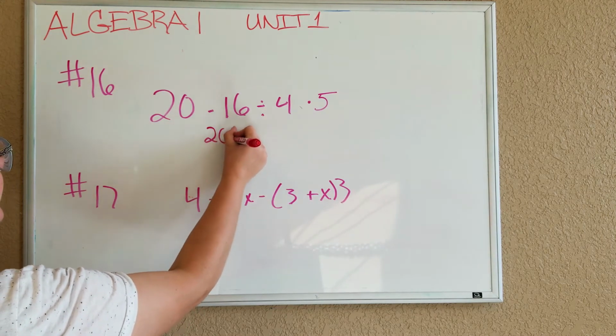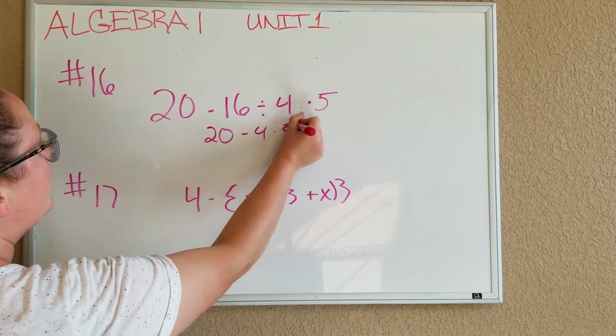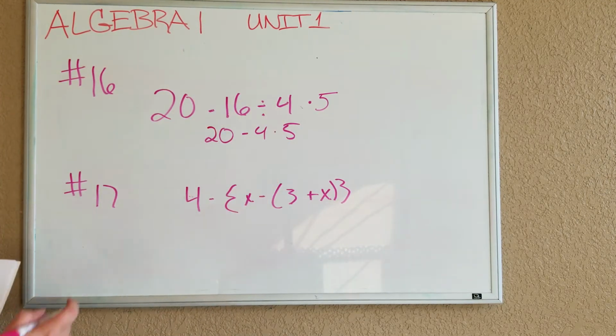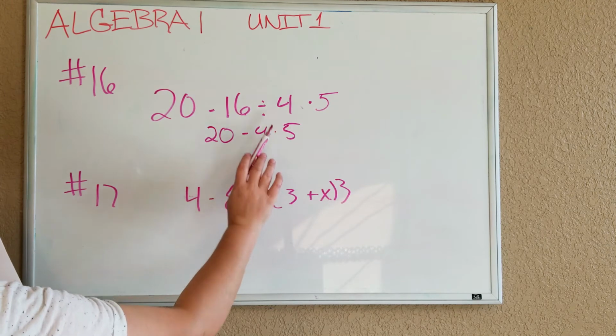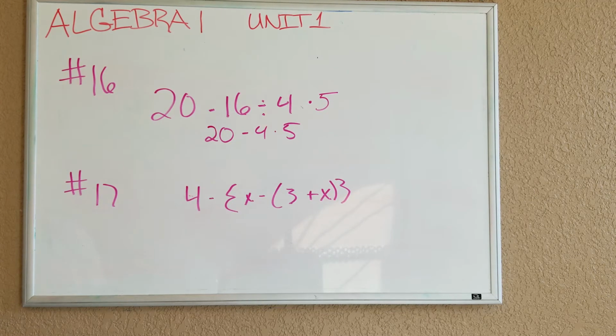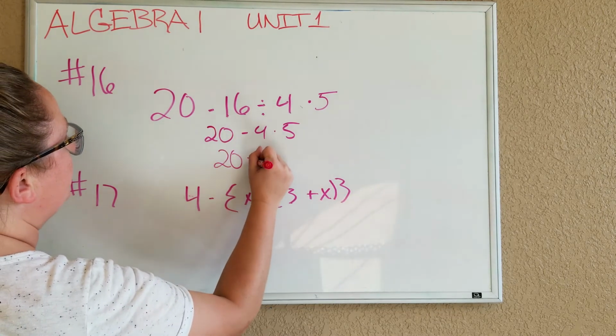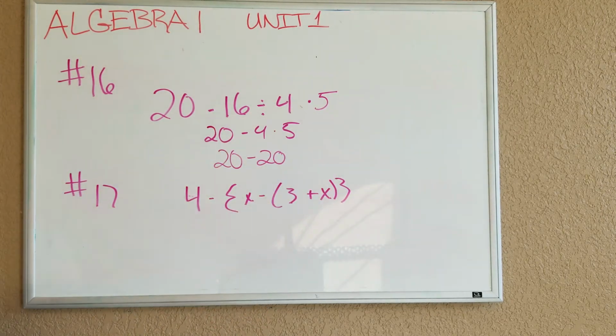So it's 20 minus 4 times 5. So then check again. Now you're going to do the multiplication. 4 times 5 is 20. So 20 minus 20 gives you 0.